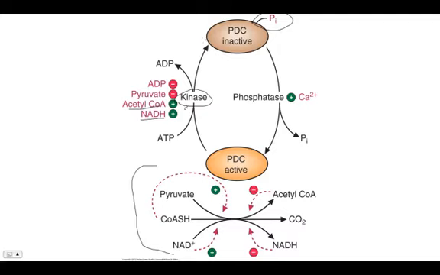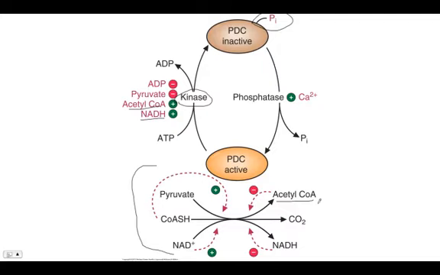This should make sense. If acetyl-CoA is high or NADH is high, this would suggest that there is plenty of substrate for the TCA cycle. Likewise, if we look down here, we can see that acetyl-CoA in high levels or NADH in high levels will also allosterically inhibit the activity of the pyruvate dehydrogenase complex. This is another example of feedback inhibition where the product, acetyl-CoA, can inhibit the activity of the enzyme.